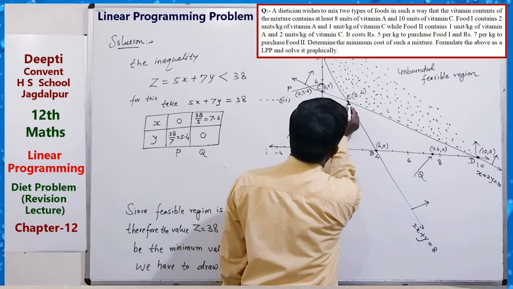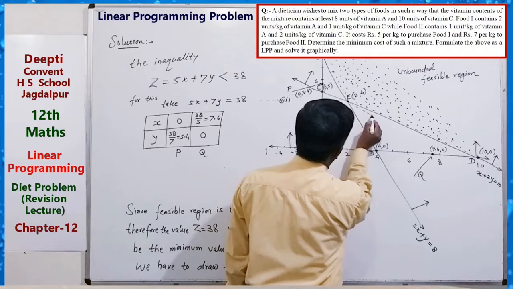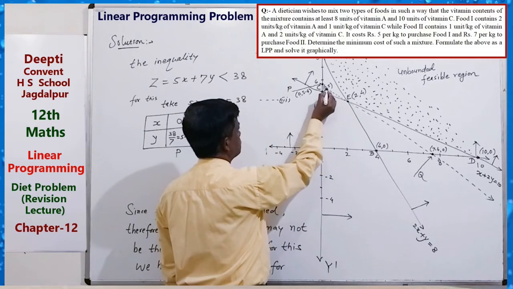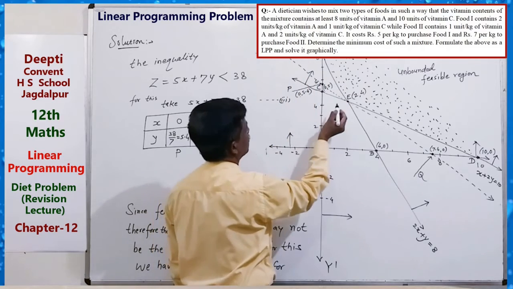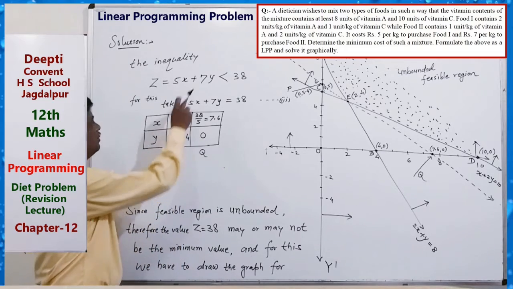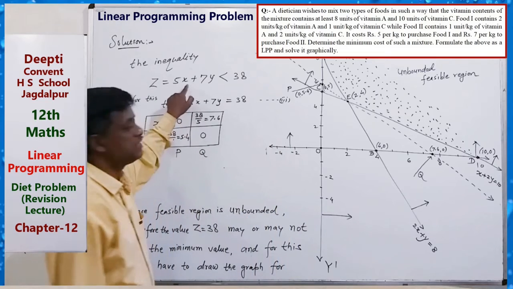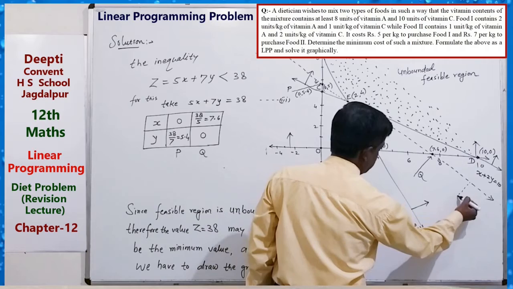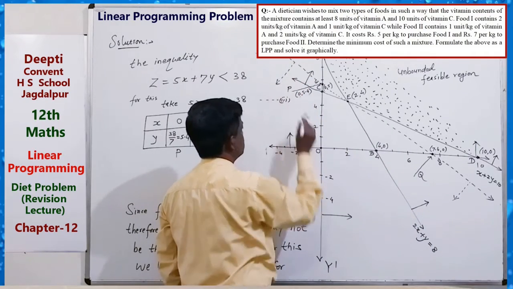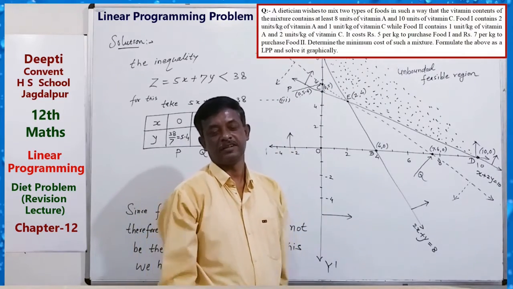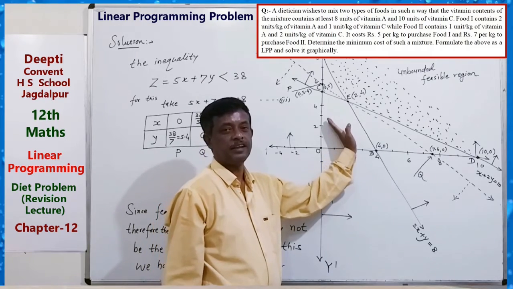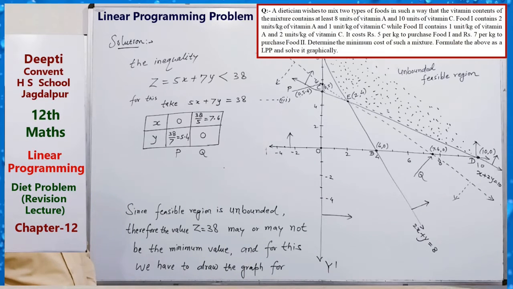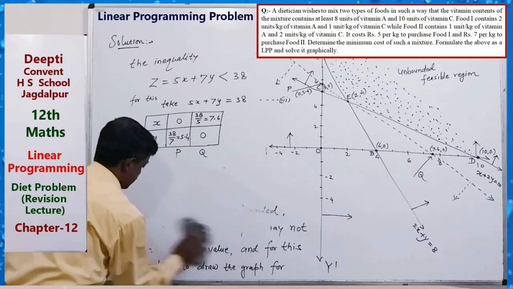So just we see this. This is the graph of this inequality, and here we see that at the origin (0, 0), 0 is less than 38, right? That is, its solution is in this side. Now this side does not contain any value of this region, so we can write that they have no common point.